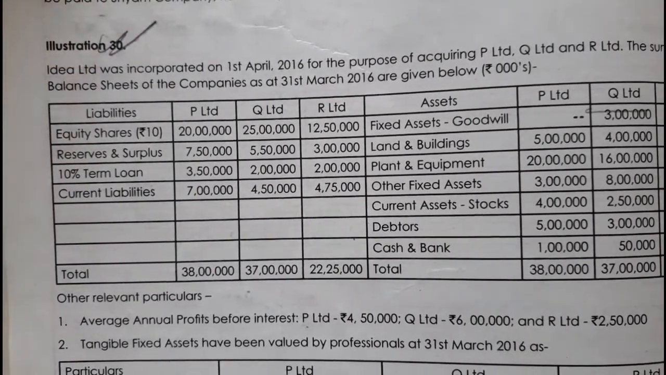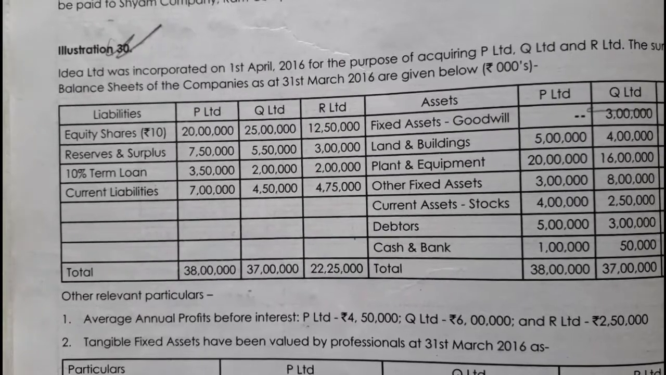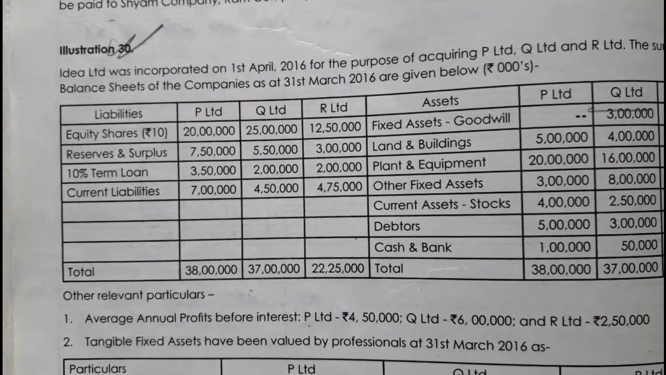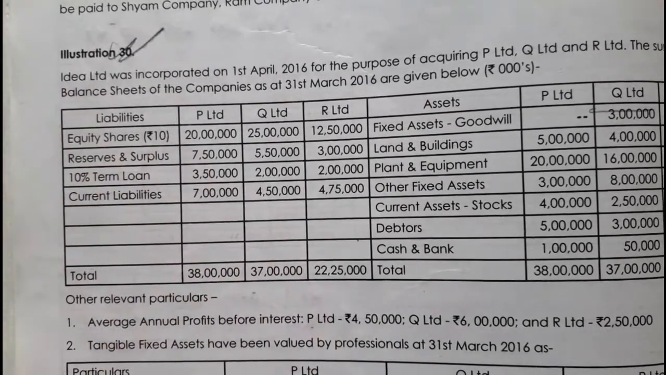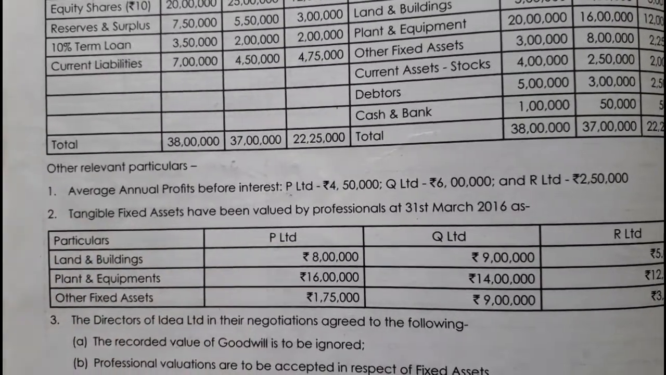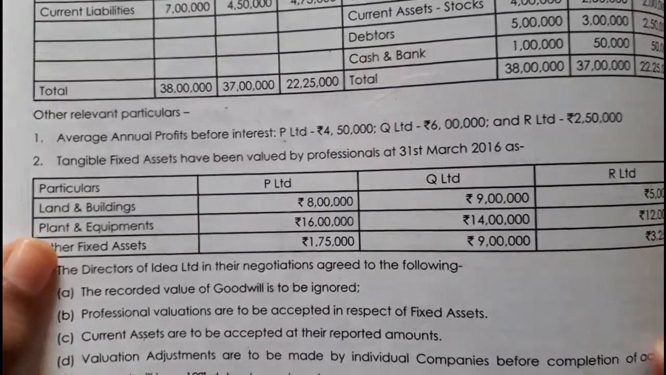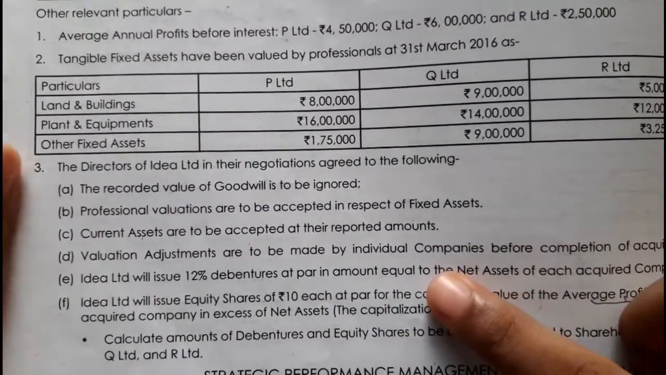Illustration number 30. Idea Limited was incorporated on 1st April 2016, for the purpose of acquiring P Limited, Q Limited and R Limited. So Idea Limited is going to acquire these three companies. The balance sheet has been provided, the annual profits before interest is given, and it has been revalued. Then there are certain other adjustments too later.